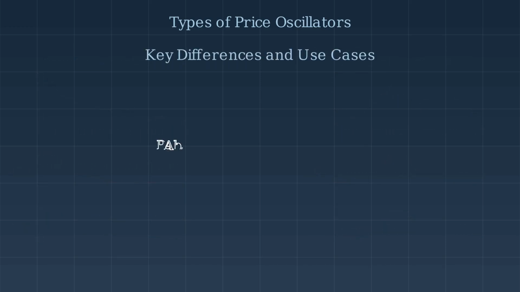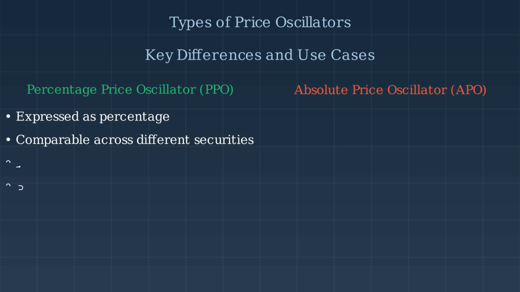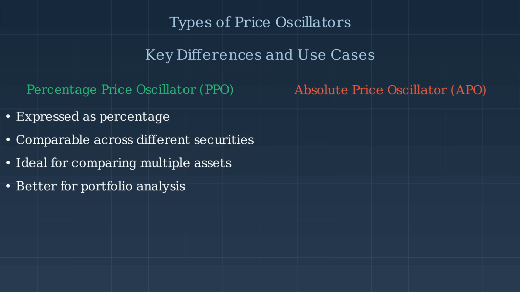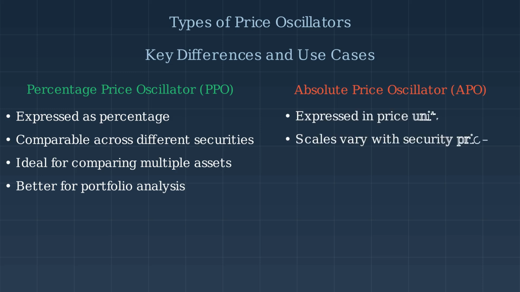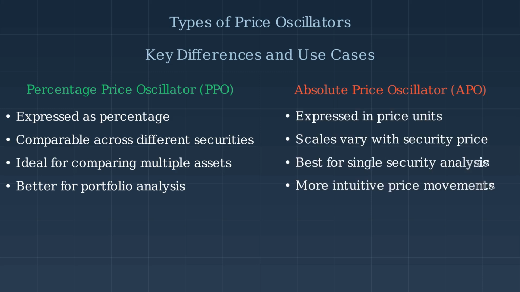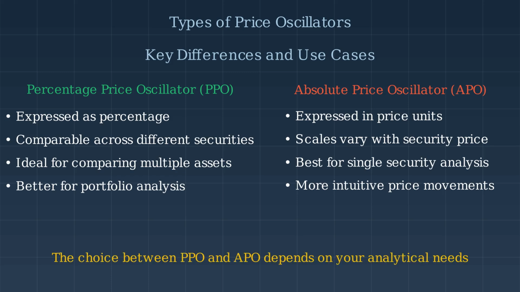Let's summarize the key differences between these two oscillators. The PPO is expressed as a percentage, making it ideal for comparing different securities and portfolio analysis. The APO is expressed in price units, with scales that vary with security price. It's better for single security analysis and provides more intuitive price movements. The choice between PPO and APO ultimately depends on your specific analytical needs.